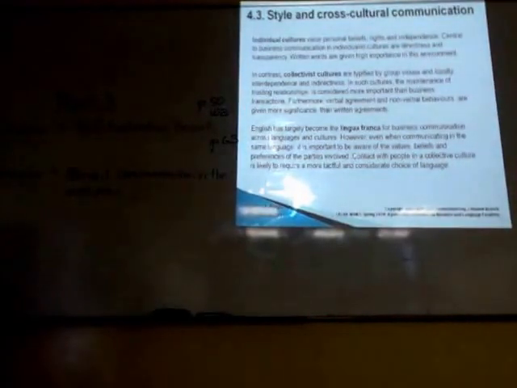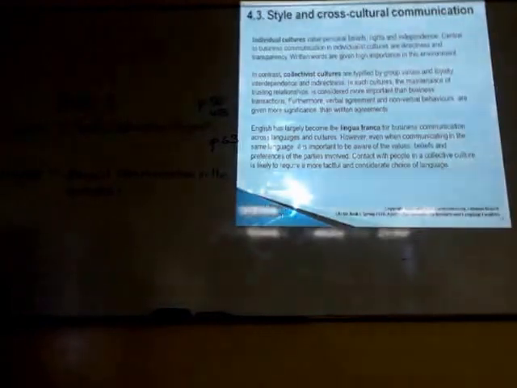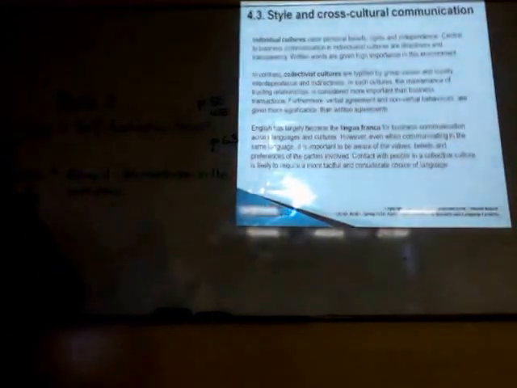Individual cultures value personal beliefs. What the person believes in. Rights and independence. Central to business communication in individual cultures are directness and transparency. You have to be very direct and very transparent. Transparent means I shouldn't have another agenda on my mind when I'm talking to this person.